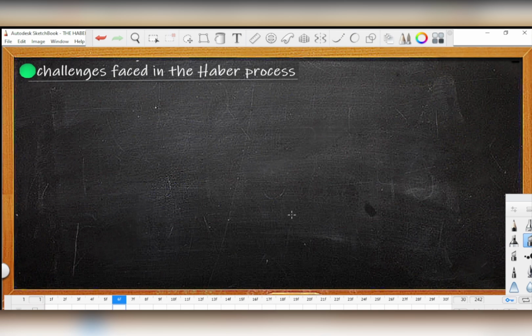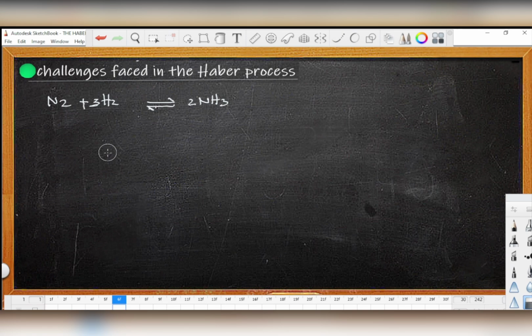Then what about the challenges faced in the Haber process? The Haber process has a challenge. And what is the challenge? The reaction between nitrogen and hydrogen, even though we write it directly for elementary classes, is actually a reversible reaction. A reversible reaction is a reaction that can proceed in both forward and backward direction. What it means is that reactants can form products, and products can reconvert back to form reactants.